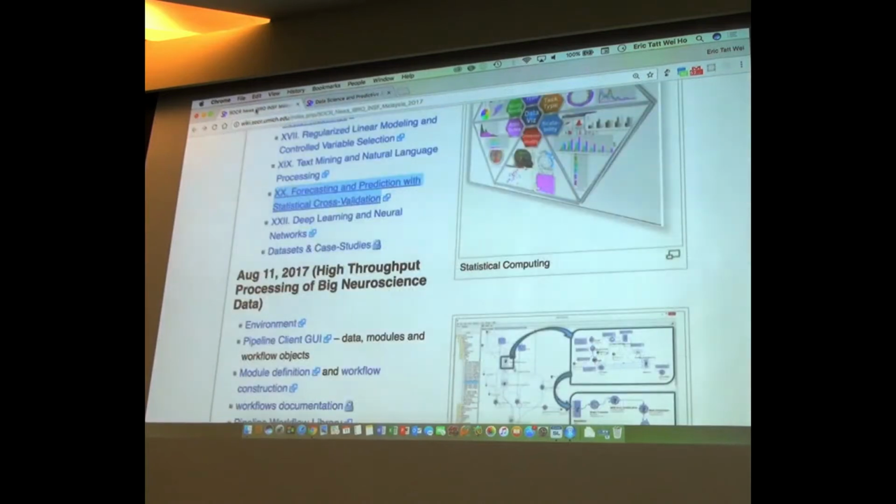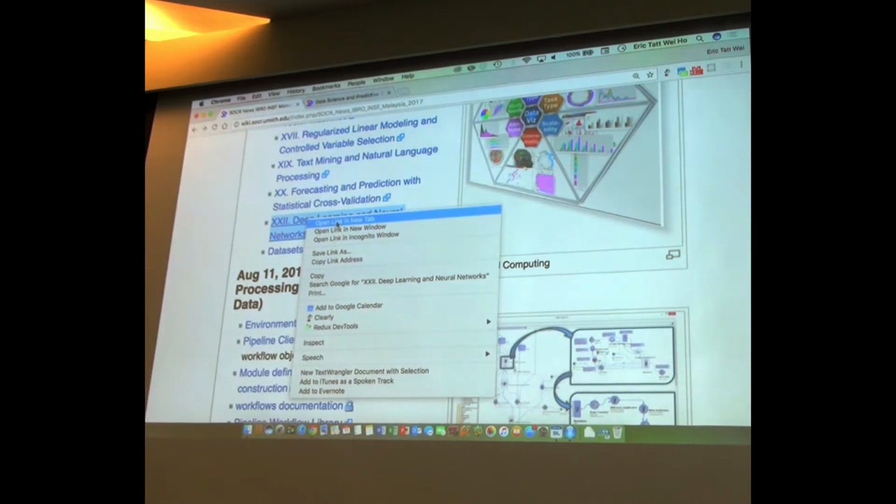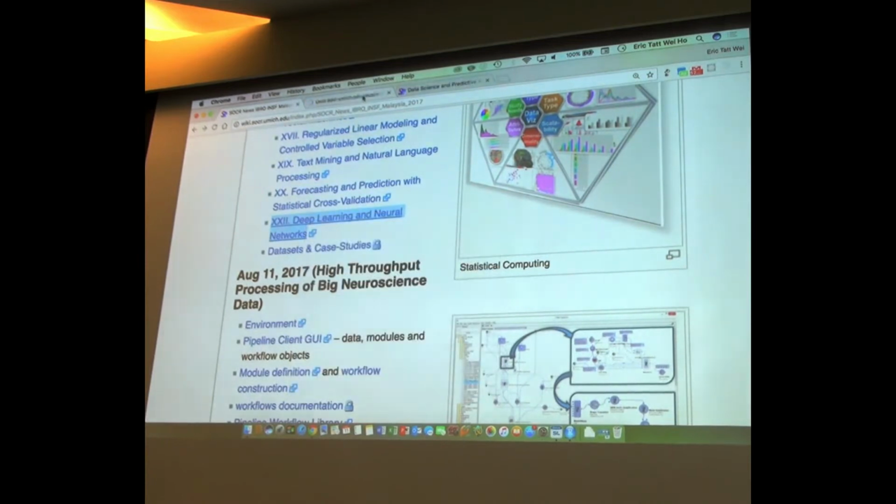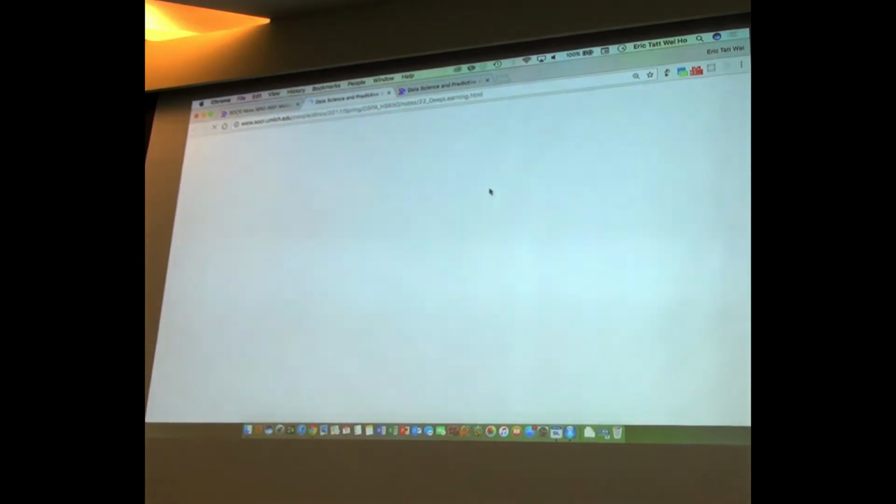All right, and now the last thing is the deep learning. So let's go over this and then we're going to start with the hands-on. Let's quickly look at the deep learning. So this is an extension of the neural nets that we saw a little bit earlier.